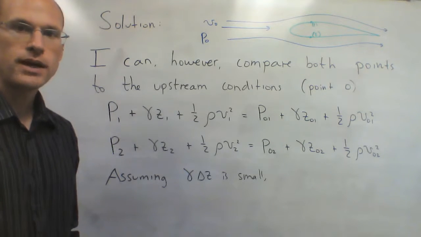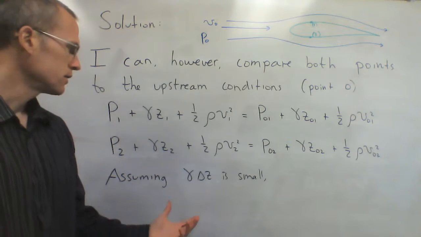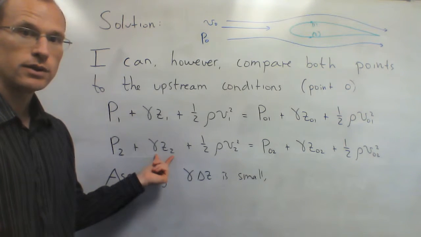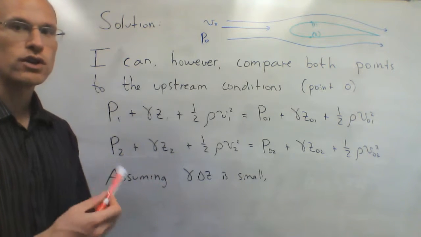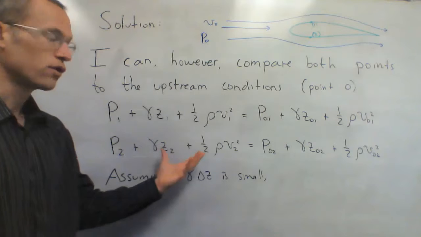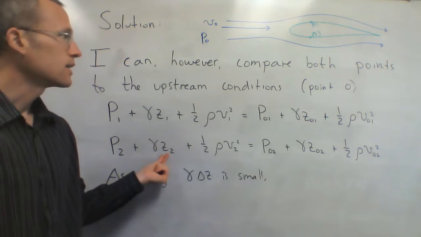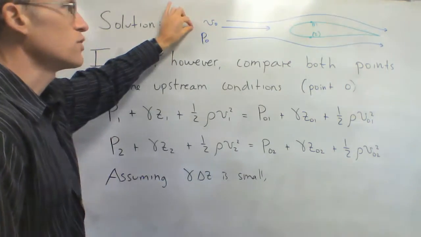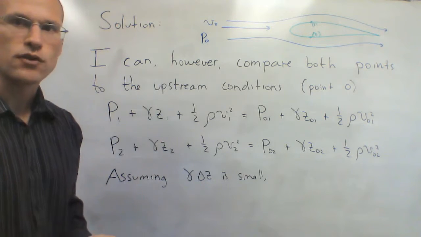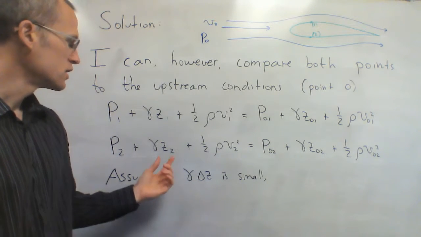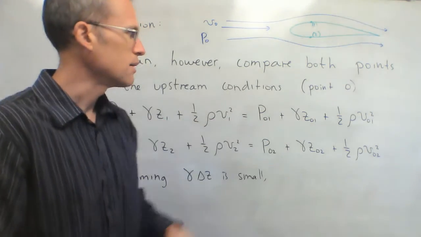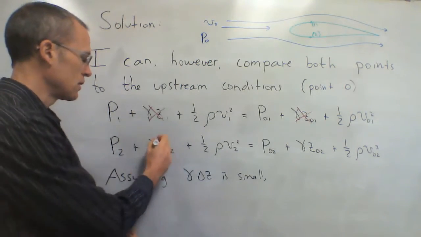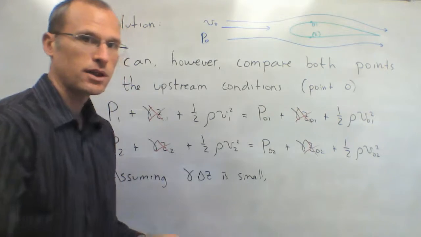And then I assume that gamma delta Z is small. Remember from the hydrostatic pressure lesson, if I'm going up in air or any gas, any light fluid, any change in height, unless it's a really, really big change in height, it's not going to affect the pressure or velocity that much. So gamma delta Z, the change in distance between point 1 and point 2, or between point 1 and the upstream point, is relatively small. The thickness of wings is not very big, so I'm going to assume that gamma delta Z is small. So essentially, gamma Z1 and gamma Z01 are the same thing, so cross those out. Similarly for this equation, gamma Z2 and gamma Z02 are basically the same thing. Let's cross those guys out.